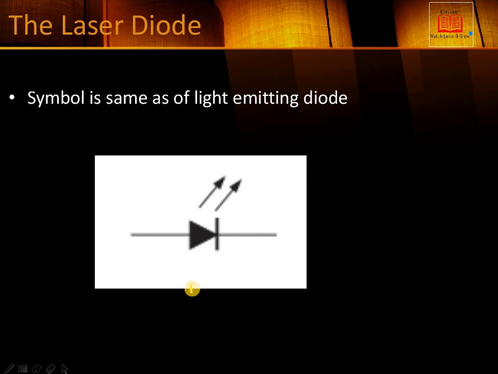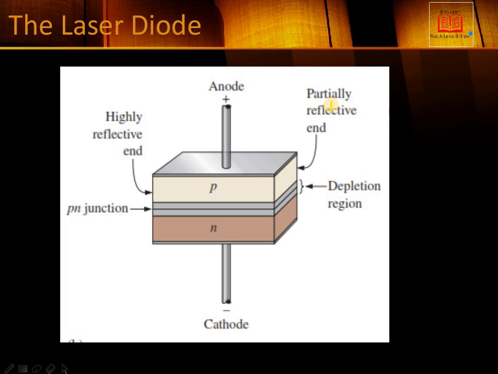The symbol is the same as that of the light emitting diode, the LED symbol, and this is the working diagram and the inside diagram of the picture you saw at the start. This is the anode side, and this is the cathode. This diode is also operated in its normal region of forward bias, which means its anode is connected with the positive and the cathode is connected with the negative.